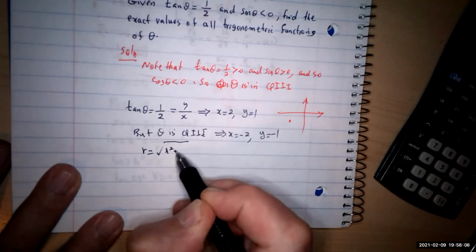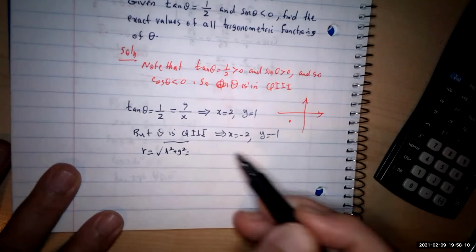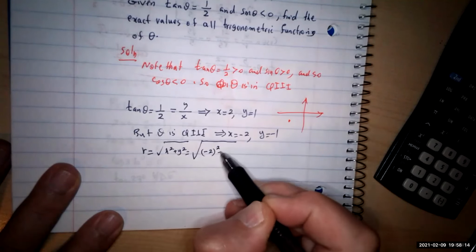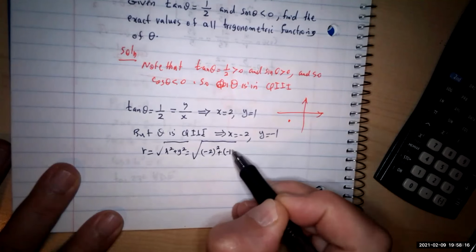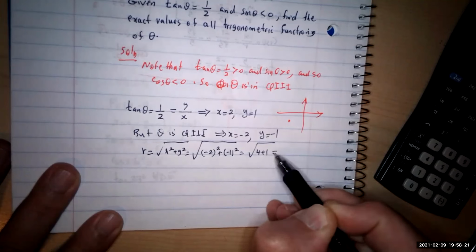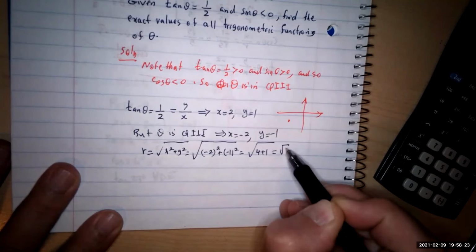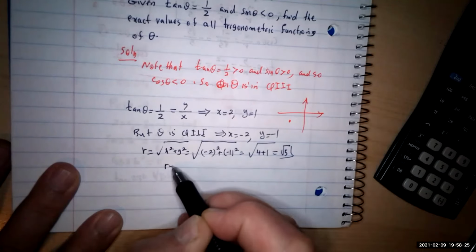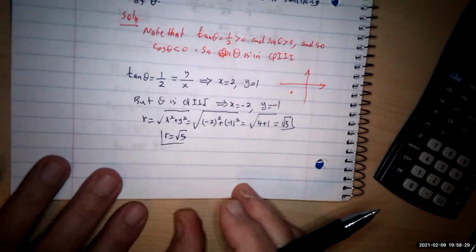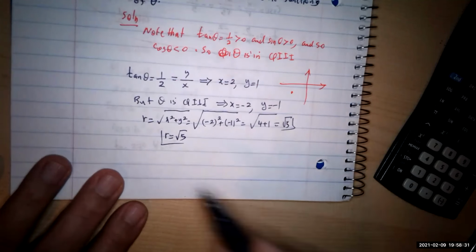It's going to be x squared plus y squared, which is negative 2 squared plus negative 1 squared. So that gives us 4 plus 1, which is radical 5. So we have the r. Any question? Now we can write all of them.